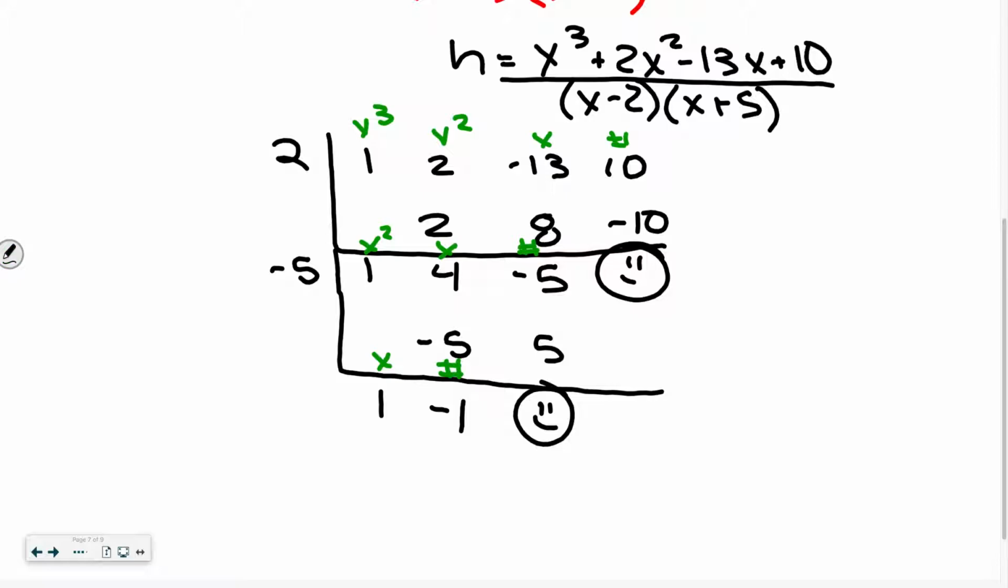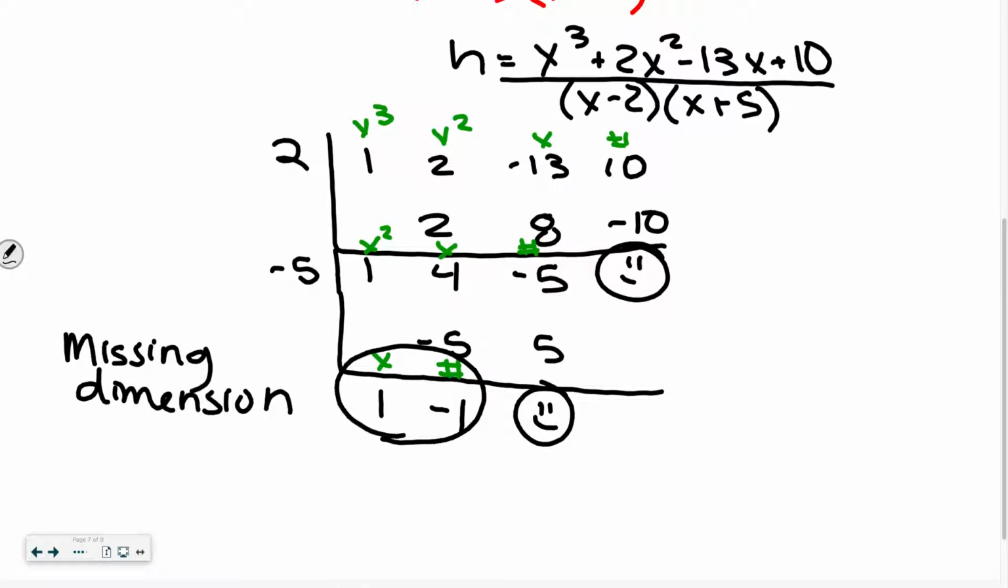So what's your missing dimension, or your height? 1. It wouldn't be negative 1 because that would be a negative height. Doesn't make sense. Well, what's left over? x minus 1. We don't know the height until we know what x is for all of those, right? We don't know the length or the width until we know the x value. So your height is x minus 1.